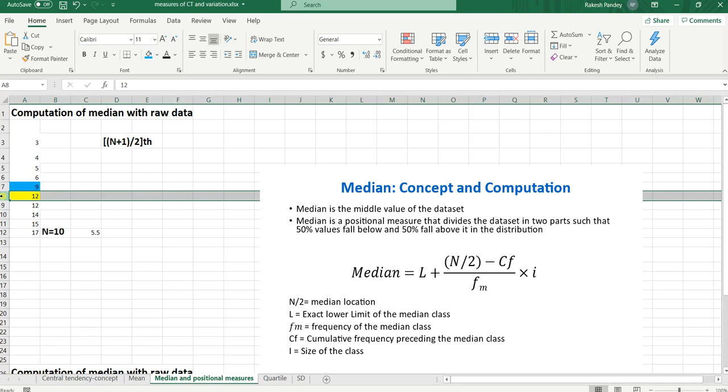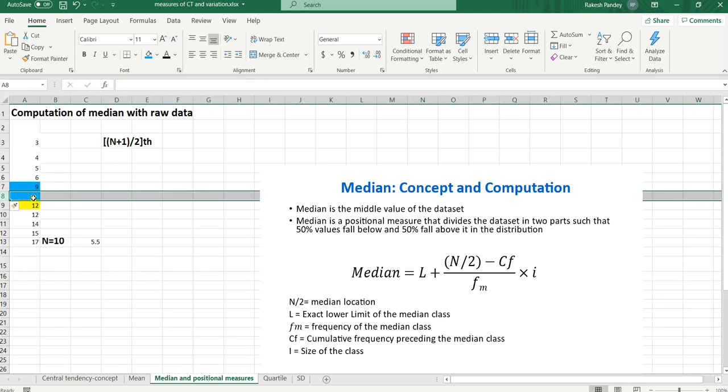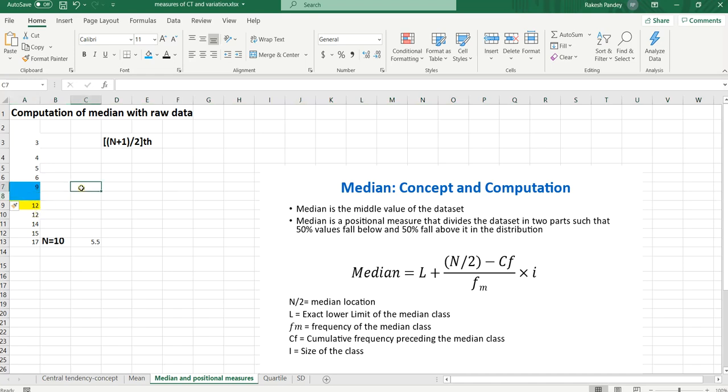So that value really does not exist. So I am creating just one space for that value. So what we will do is we have a score 9 and we have one score 12. We will take the mean of these two. So 9 plus 12, this is the sixth value, 9 is the fifth value, divided by 2.